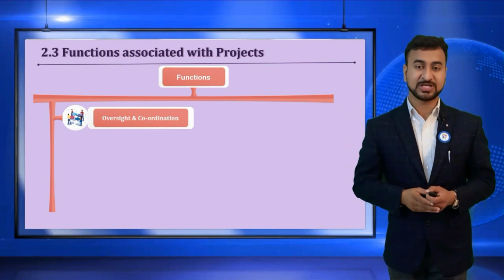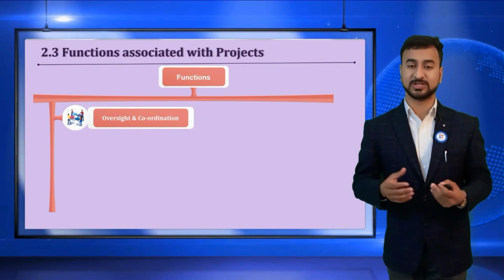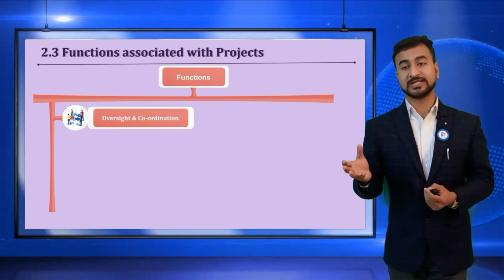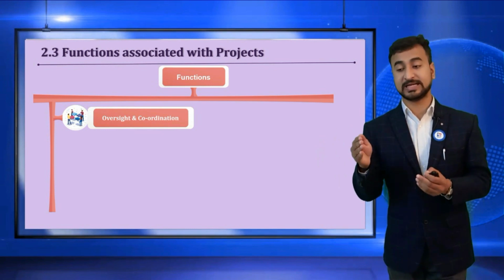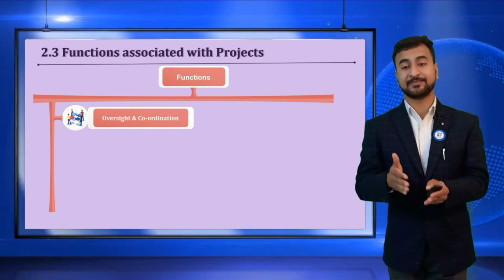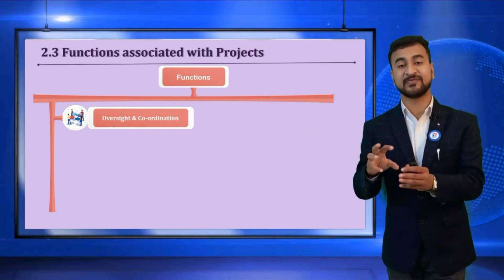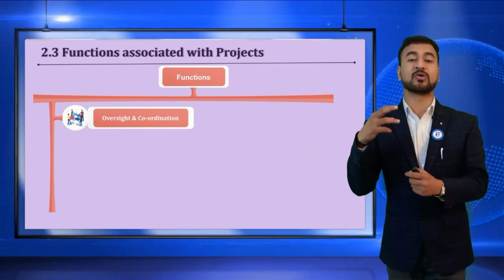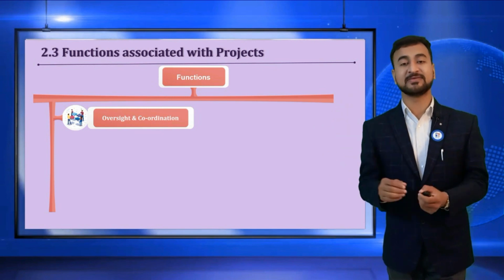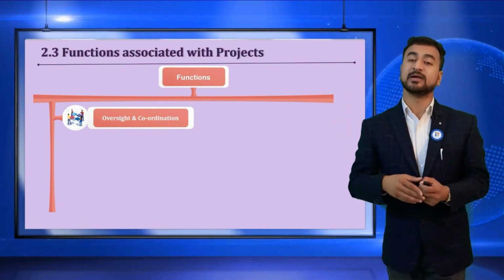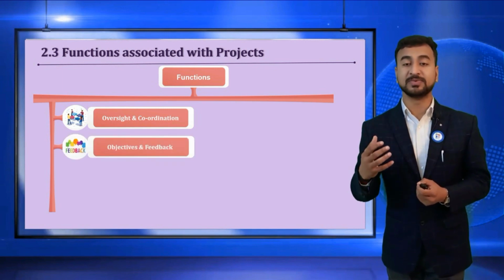So let's begin. To start with, first, oversight and coordination. That is the basic function we are doing in project management. Oversight and coordination depend on what kind of project and what time zone, like whether you are in initiating, planning, executing, monitoring and control, or closing phase of the project. Based on that, your coordination will be different and your oversight would be different. So that is the basic function we are dealing with, that is function associated with the project.